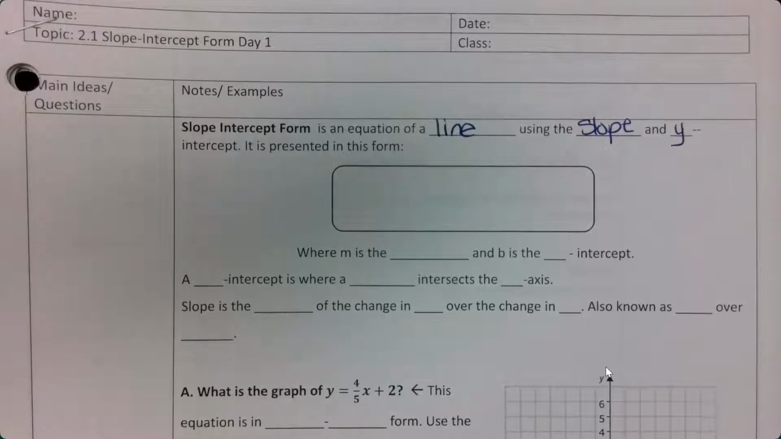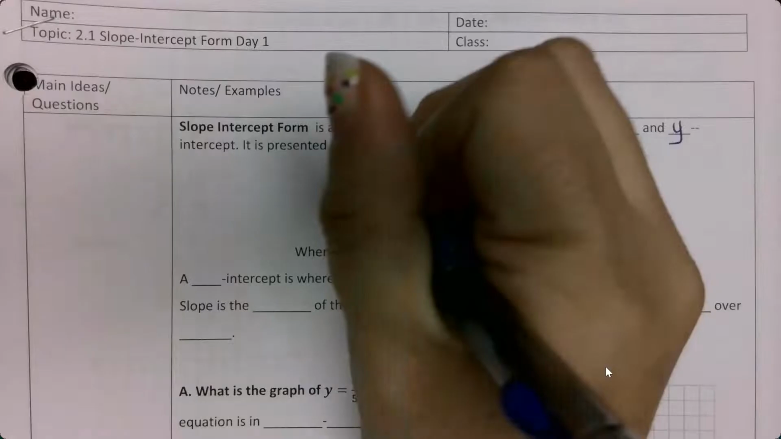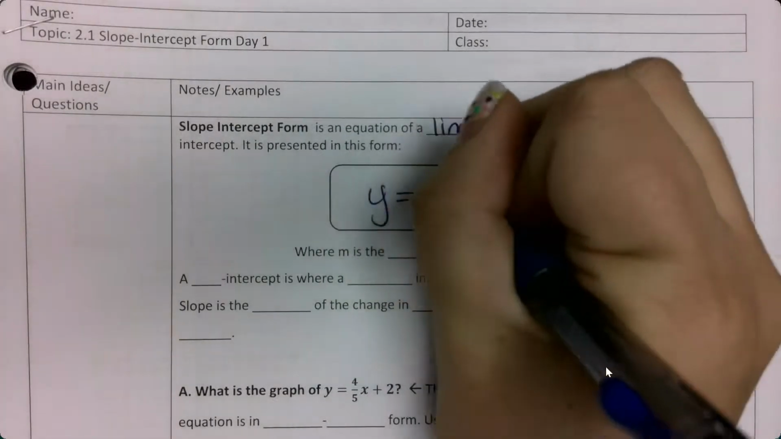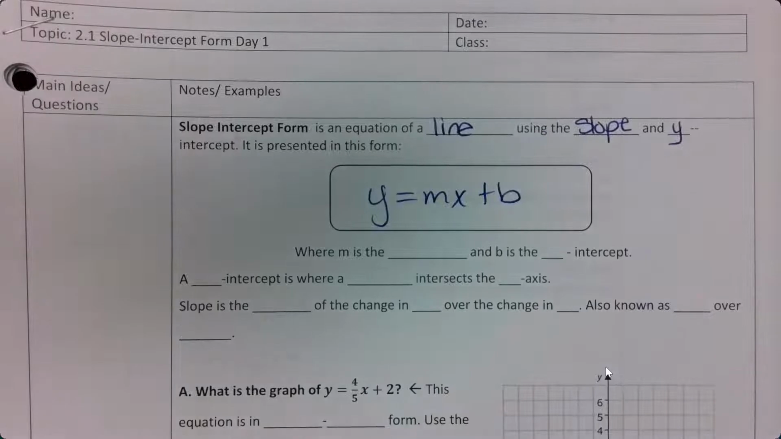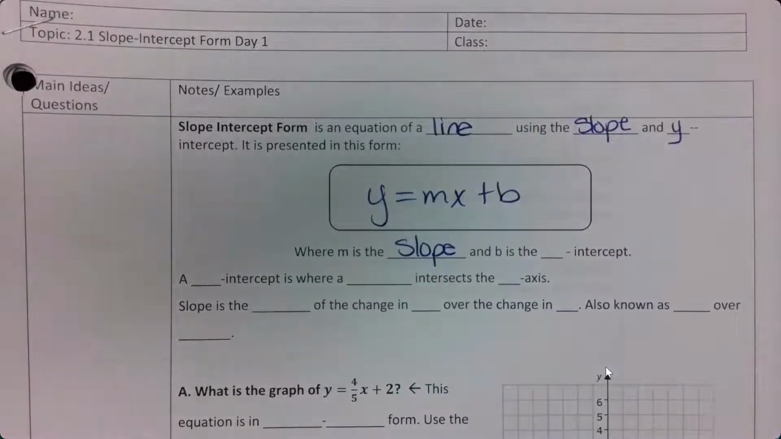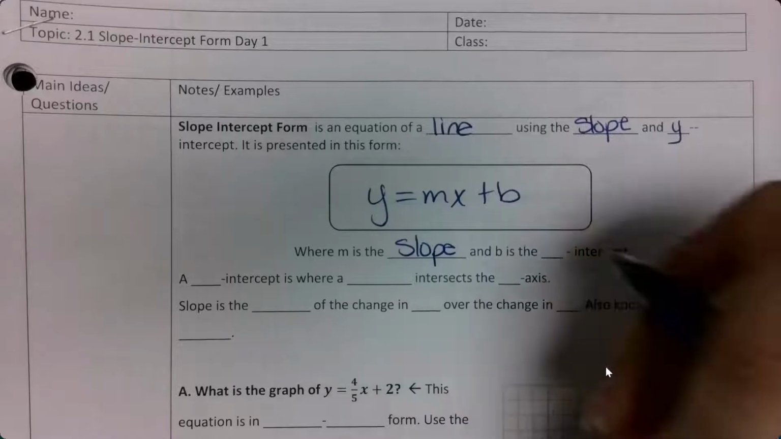Do you remember the equation of a line? Y equals... Okay, what does M stand for? Slope. And B stands for the y-intercept.